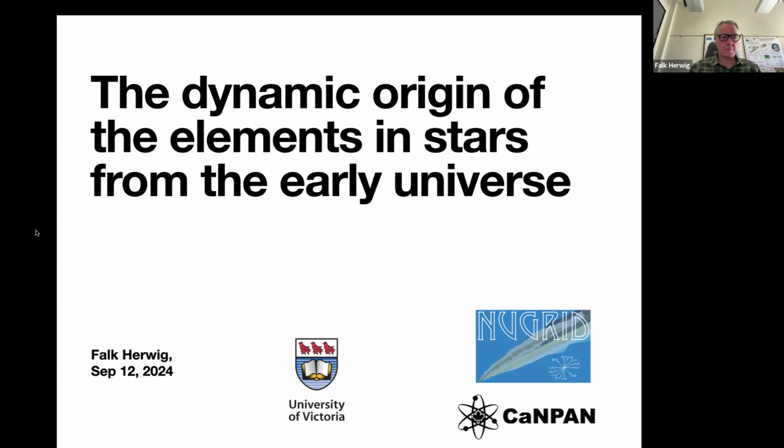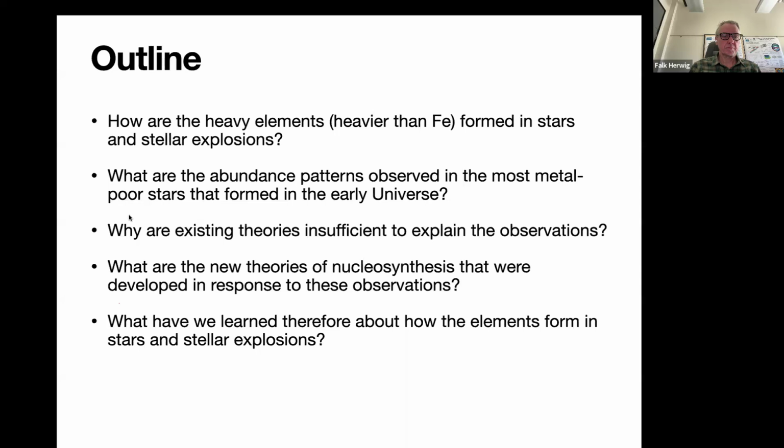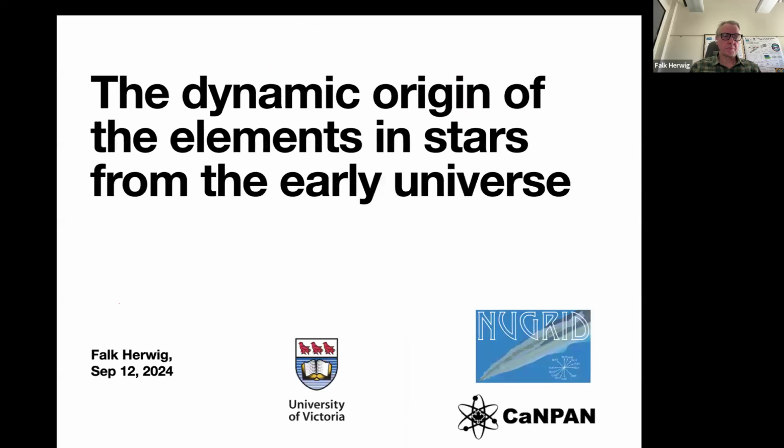Which is an effort to create a very sophisticated 3-dimensional hydrodynamic code for purposes of stellar evolution, maybe we'll hear a little bit about that. And then NuGrid and CanPan, which are all about nucleosynthesis and nuclear physics and how to get laboratory nuclear physics into astrophysics. Thank you for joining us, Professor. The title of your talk is The Dynamic Origin of Elements in Stars from the Early Universe. And we're going to interrupt if we have questions. Is that all right? Oh, that's absolutely fine.